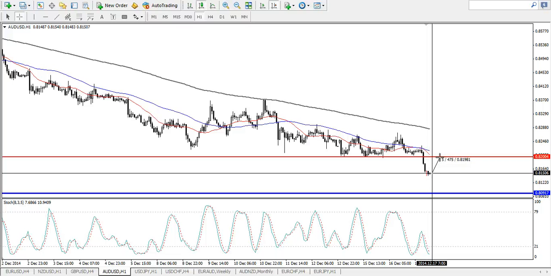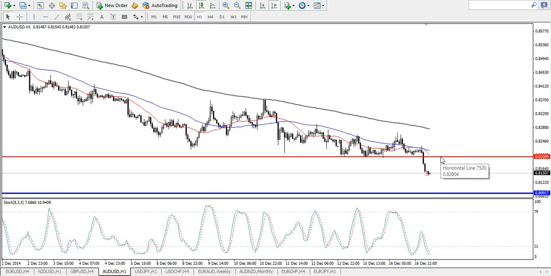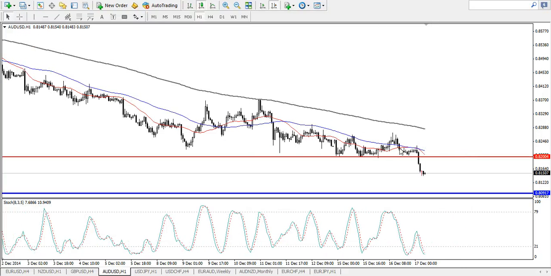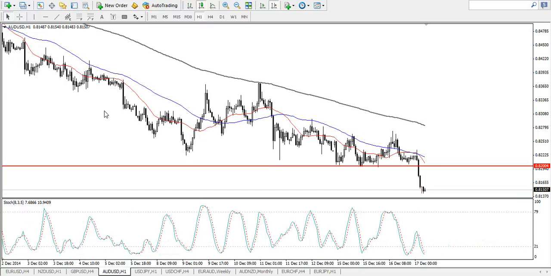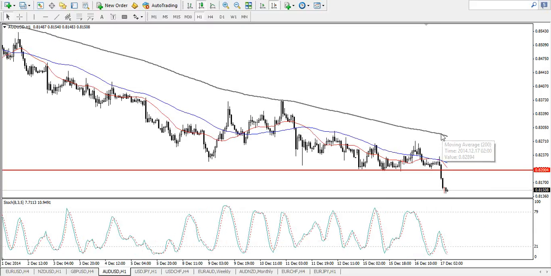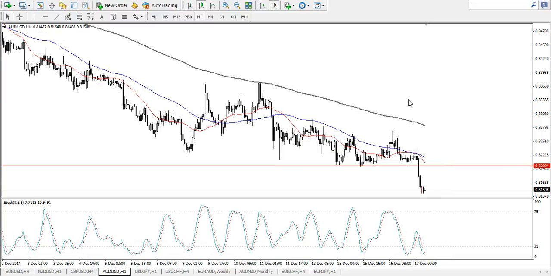So if we want to go for the shorts, let's wait for a retracement, and hopefully it can go all the way back to the price of 0.8200, which became a support turned resistance level. That will give an opportunity for shorts. And if price were to retrace even further, then the 200 moving averages will be the next level to look out for. Alright, so that's for the Australian dollar against the US dollar.